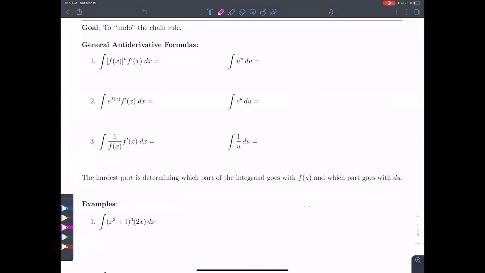If you have the antiderivative of some function to the nth power times the derivative of that inside, this is just f of x. This is the reverse of the chain rule. So 1 over n plus 1, you're going to increase and divide the whole function here. The fact that that derivative is sitting there is helpful and what allows this to work.